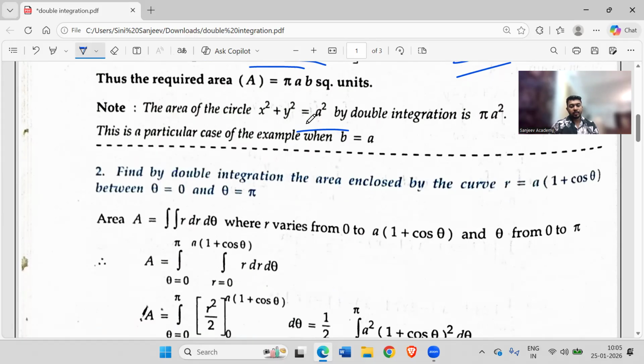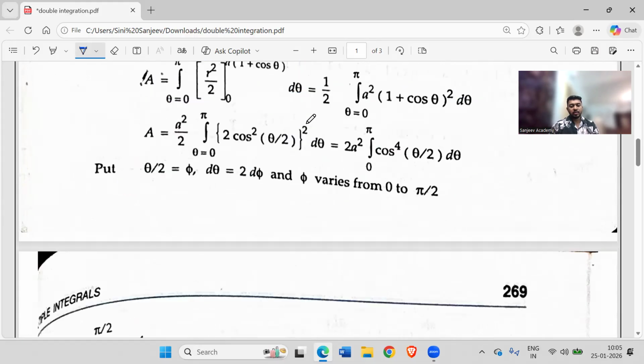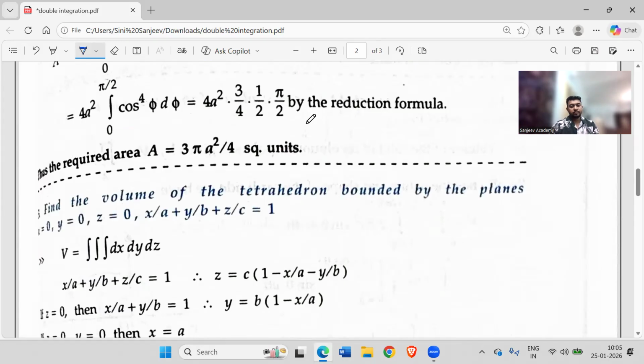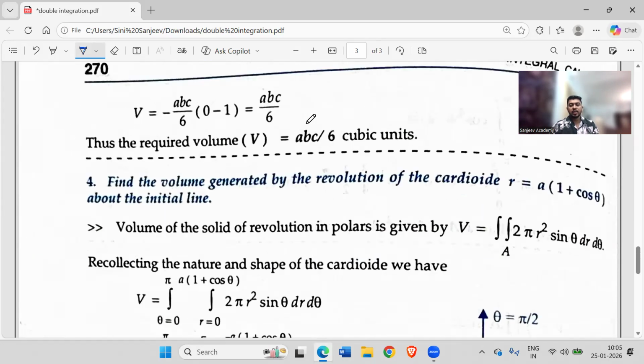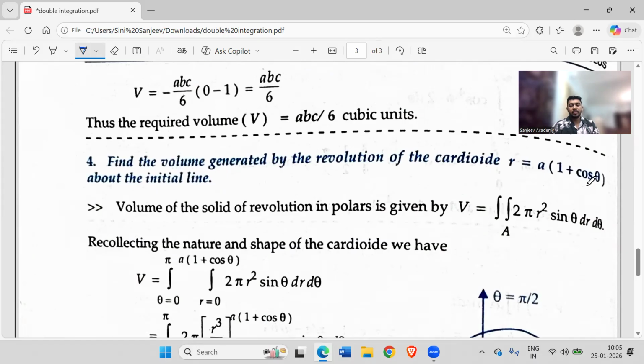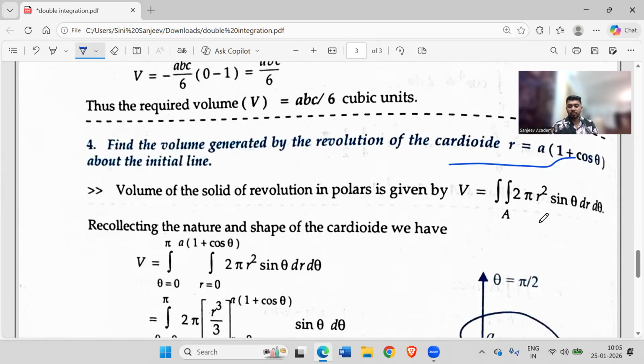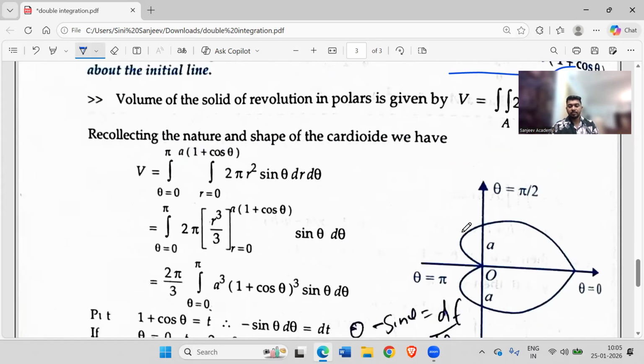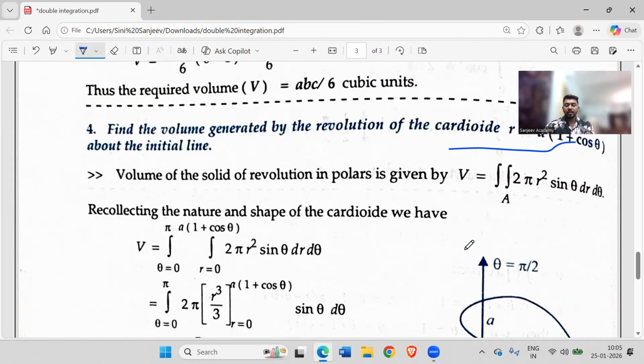Fine. Then I'll go to the most important question in this, that is the cardioid, the heart-shaped thing. R is equal to a into 1 plus cos theta. You can see the heart-shaped thing here, right? For the cardioid, just like we know the volume of a sphere and everything, the formula, 4 by 3 pi r cube or whatever it is, we should know the formula for the cardioid. That is 2 pi r square sine theta dr d theta. This is a prerequisite in the cardioid. Without this, you can't do anything in the cardioid.